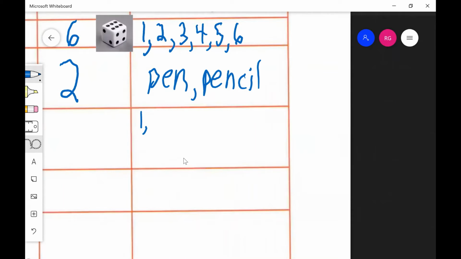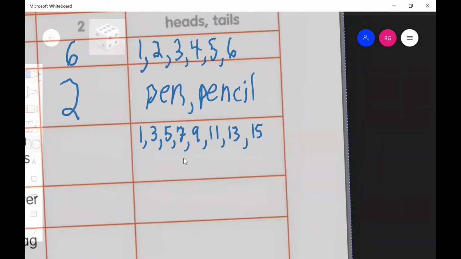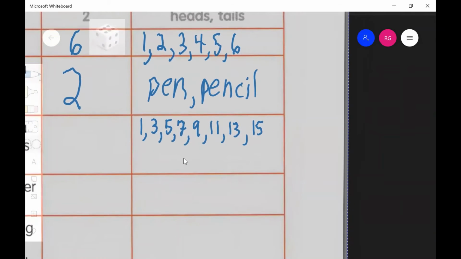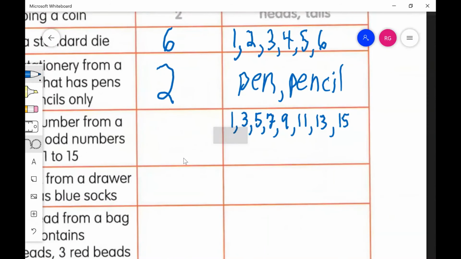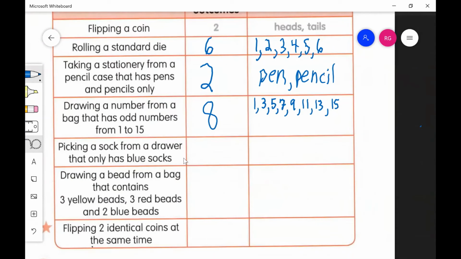So 1, what are the rest of the odd numbers? 1, 3, 5, 7, 9, 11, 13, 15. All right. Okay, great. Thank you. So how many is that? That's 8 there. Okay. Hang on tight. We'll get it. Sorry, guys. It's a little sensitive. Okay, there we have 8. Okay, great. Thank you. All right, so picking a sock from a drawer that only has blue socks.